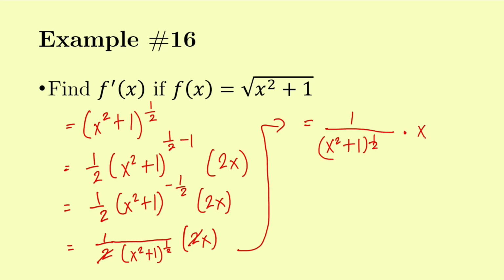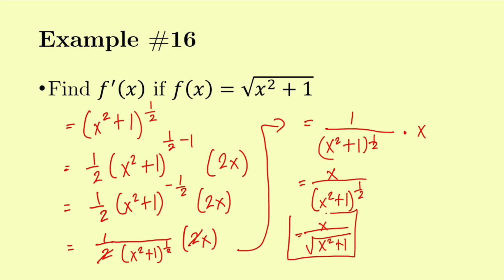So, pwede mo na ipasok sa loob yan. May iwan na lang si x over x squared plus 1 raised to 1/2. Or simply, we can bring this back into its radical form, which is equal to x over square root of x squared plus 1. So, the derivative of square root of x squared plus 1 is equal to x over square root of x squared plus 1.